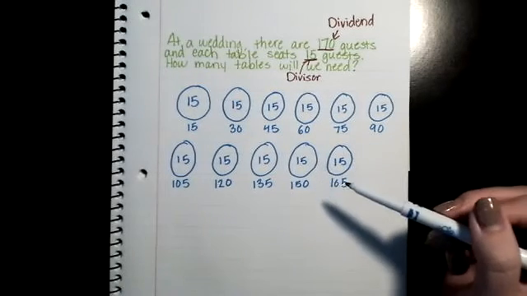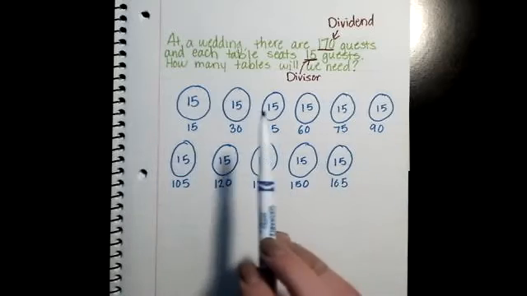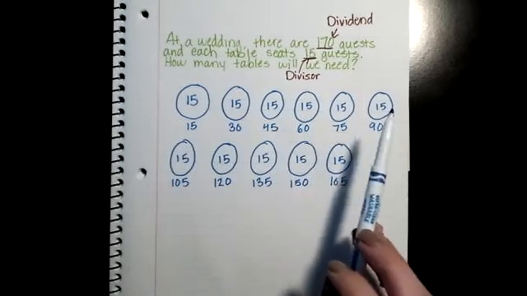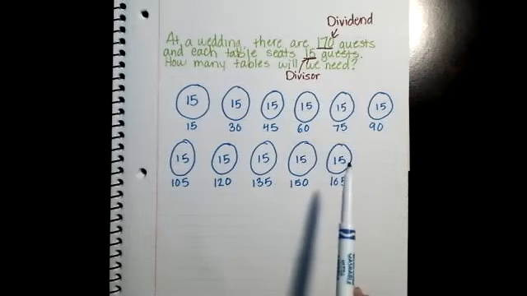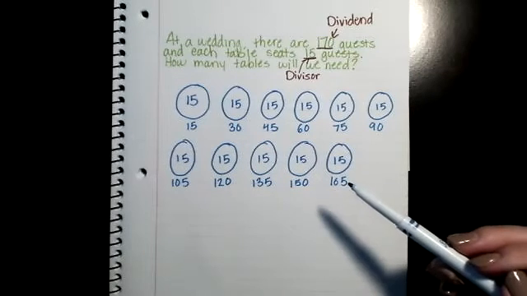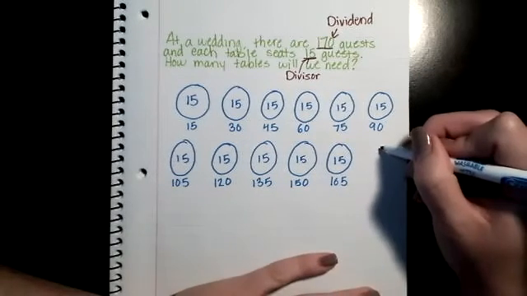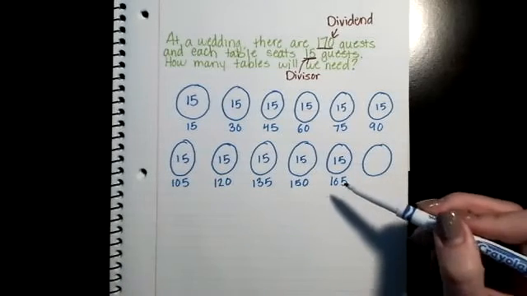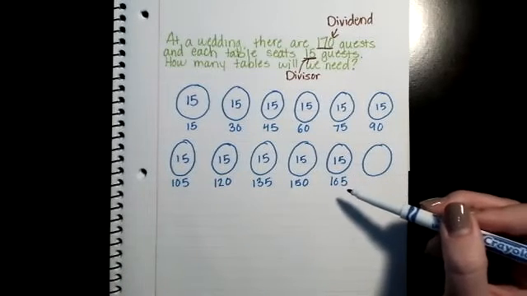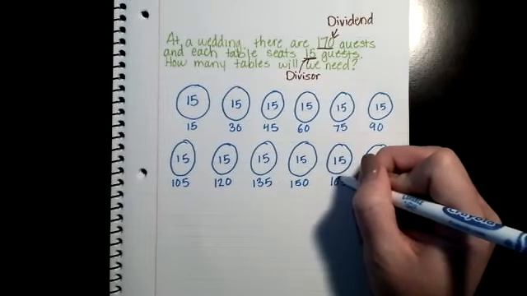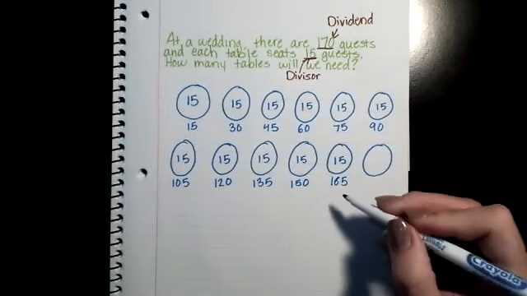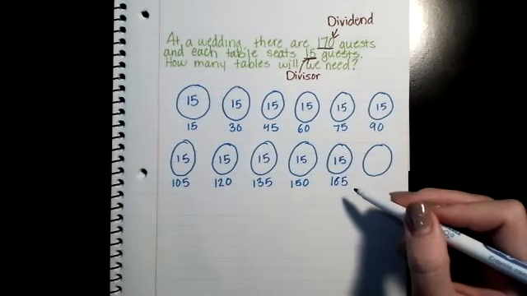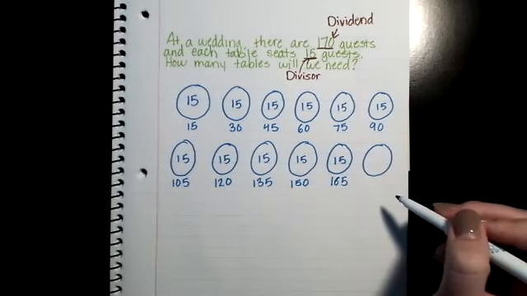I'm almost there. So I have this many full tables so far. Let's see, 1, 2, 3, 4, 5, 6, 7, 8, 9, 10, 11. 11 full tables, okay? Now, if I add another 15 to this, I'm just trying to get up to the number 170. If I add 15 more to 165, that's going to be much higher than 170. That's going to be 180.